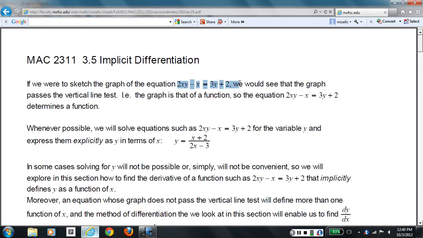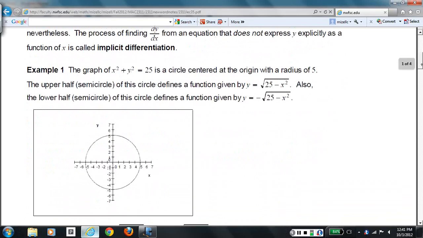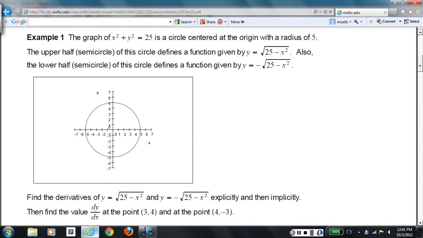What would the slope of the tangent line be if we know the x and the y coordinate of that point? This particular one, because it involves the product rule to differentiate the expression 2 times x times y, I'm going to save that until after example 1. But it's not going to be too tough to differentiate that implicitly.